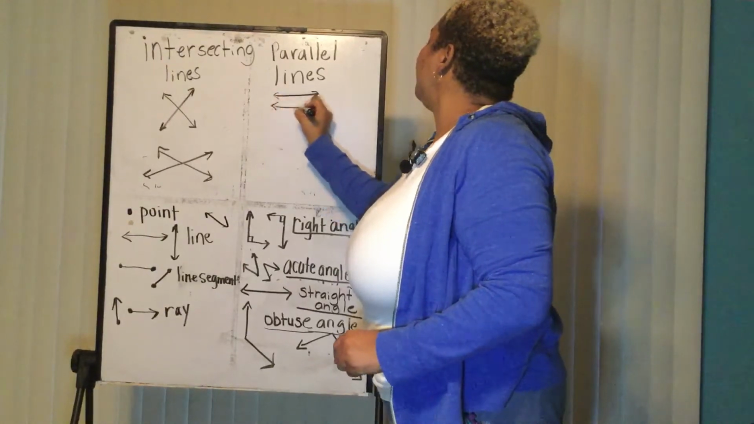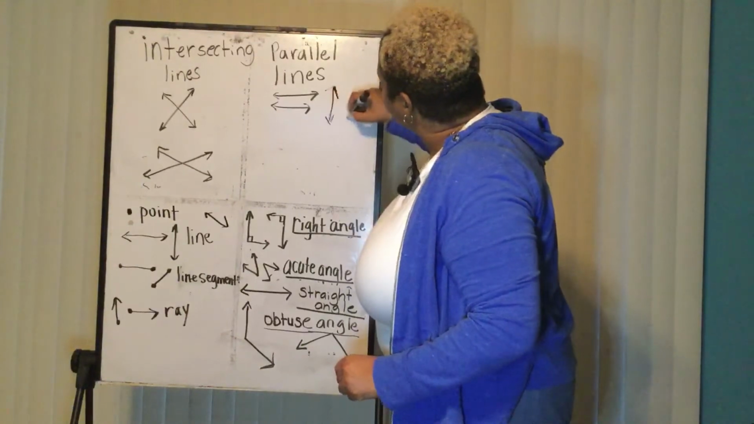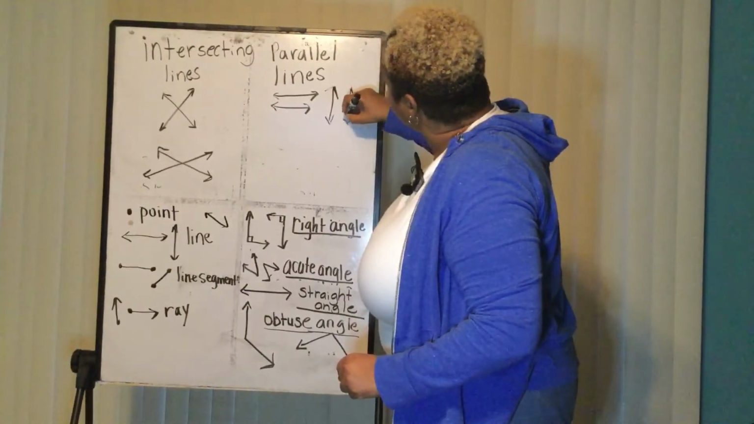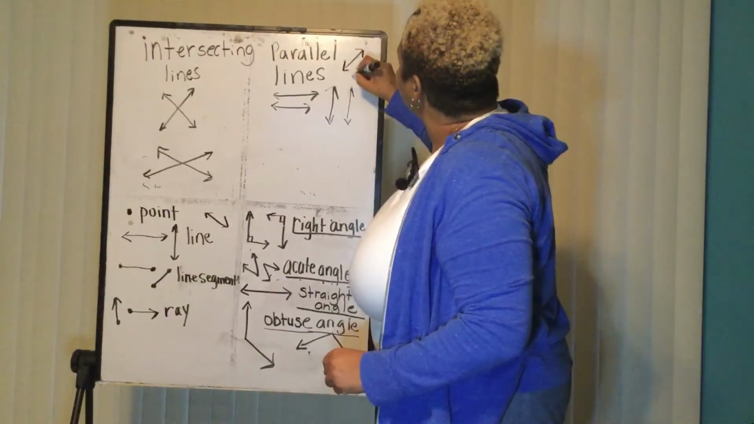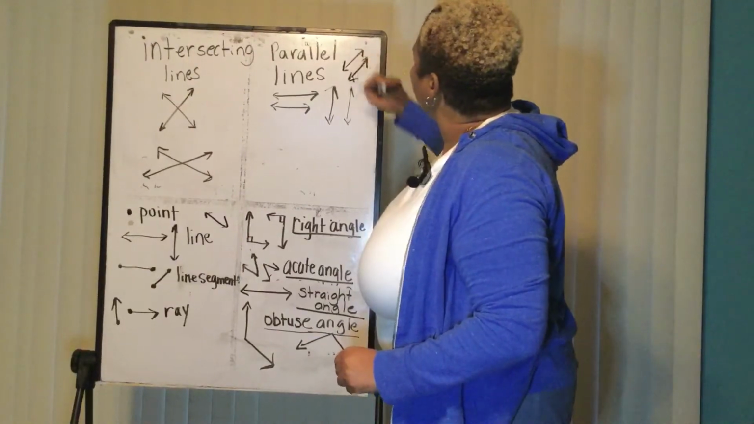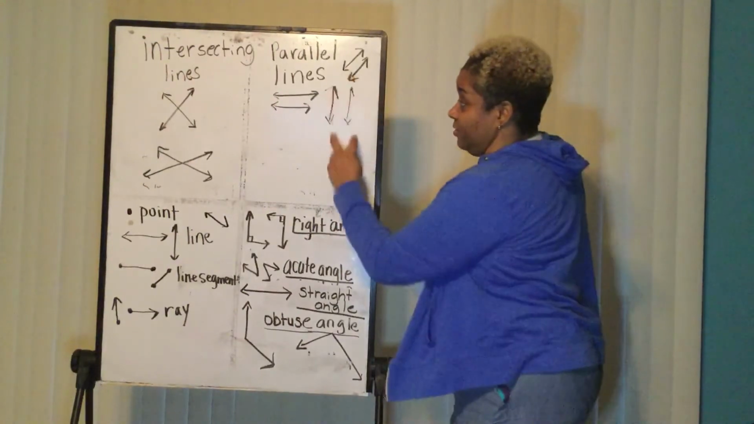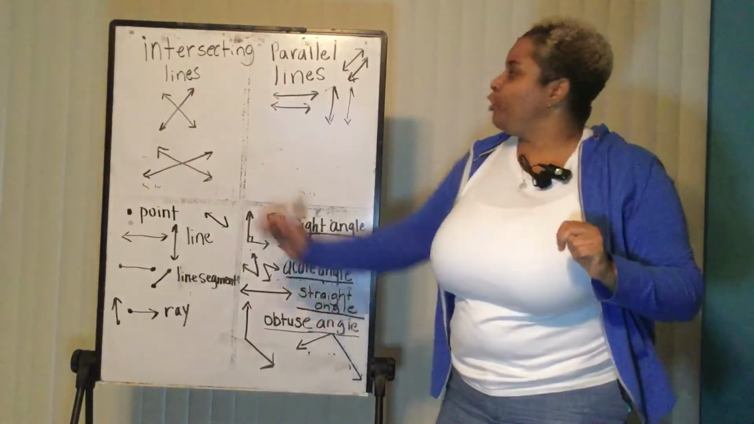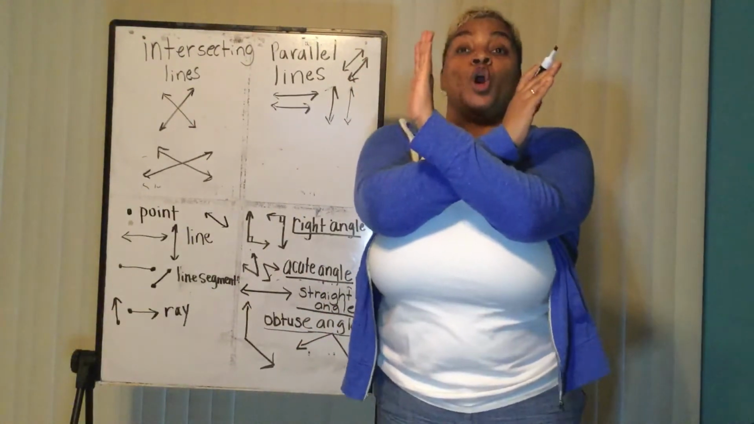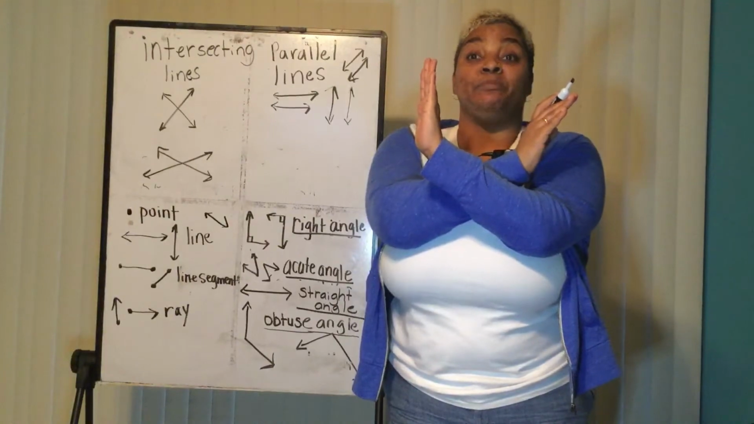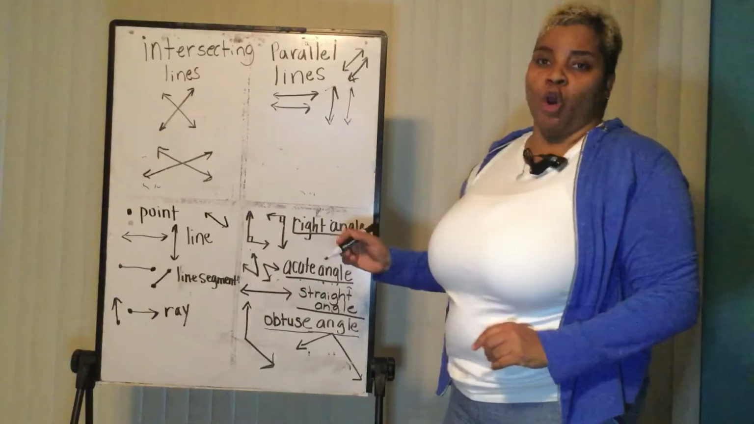Ooh, what do you notice about these parallel lines? Well, I know they're lines because they keep going in both directions. But I notice that they're different from these intersecting lines, because intersecting meet or cross. I don't see these parallel lines meeting or crossing.